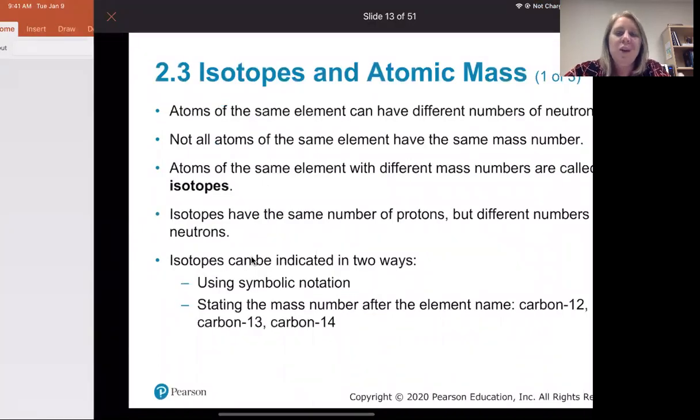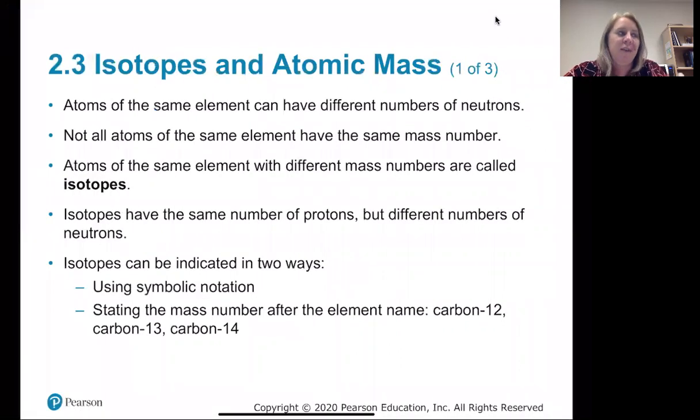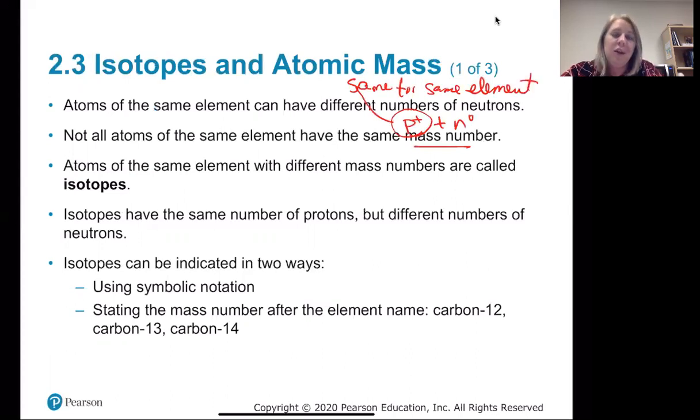So we already talked about atoms of the same element having exactly the same number of protons, and if they're neutral, they have the same number of electrons, but they can actually have different numbers of neutrons. And so if they have different numbers of neutrons, they can have different mass numbers, because remember, we said the mass number is the number of protons plus the number of neutrons. Protons will always stay the same for the same element, but neutrons can change. The number of neutrons can change.